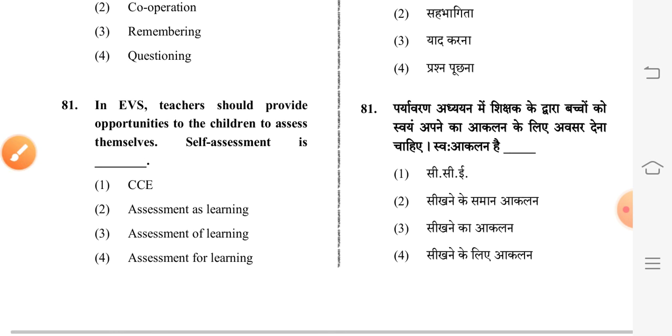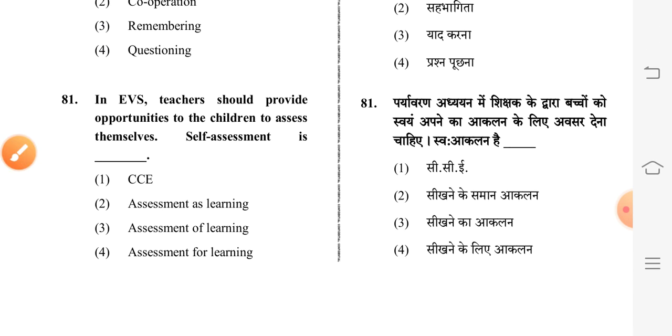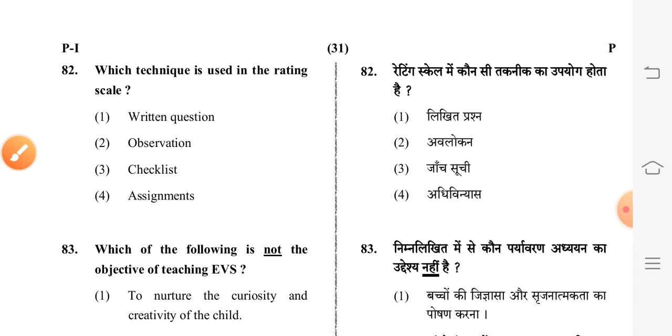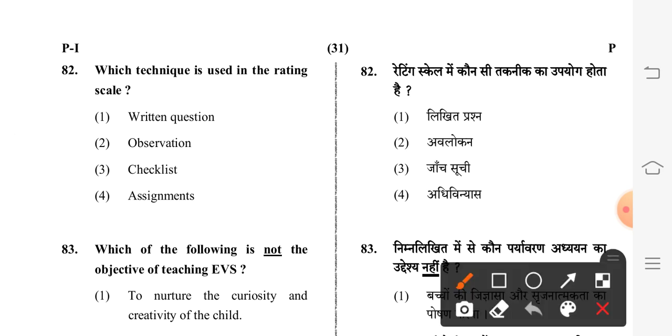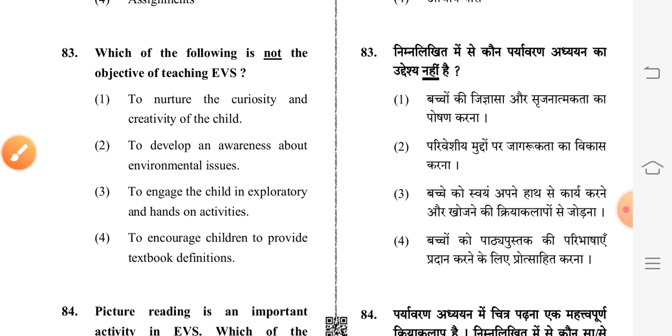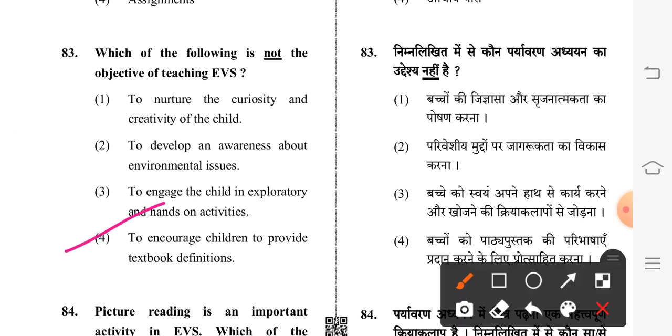Next question number 81. In EVS, teachers should provide opportunities to the children to assess themselves. Self-assessment is what? Second option is correct. Assessment as learning. Next question number 82. Which technique is used in the rating scale? Second option is correct. Observations. Next question. Which of the following is not the objective of teaching EVS? Fourth option is correct. To encourage children to provide textbook definitions.